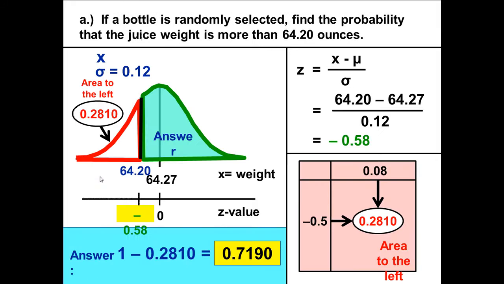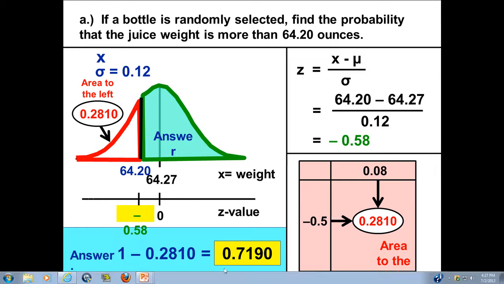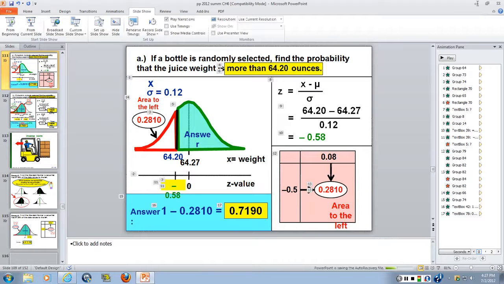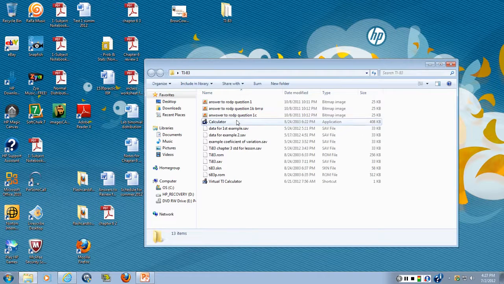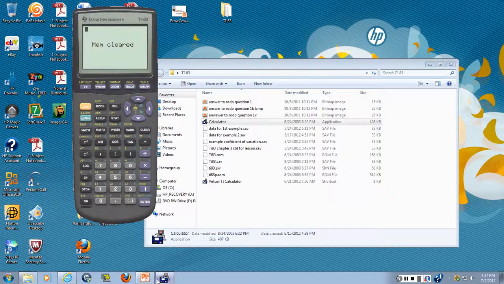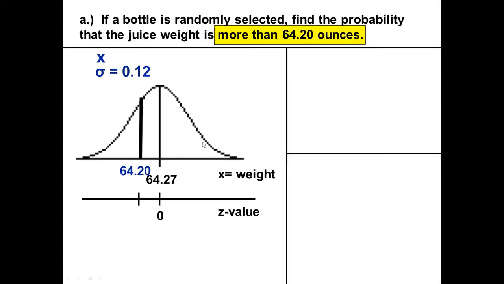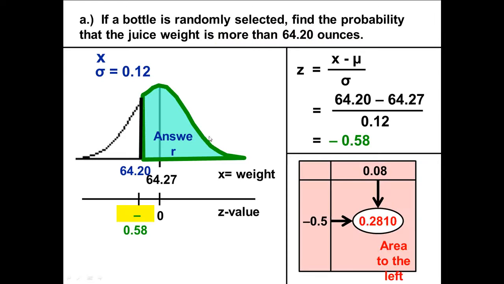Let's look at the B part. If a bottle is randomly selected, find the probability that the juice weight is between... Now, before we do that, let me go back and say something else. You could have done this problem using the calculator. Now, let's look and see here. The calculator is on this desktop. Let me pull it up. Okay, so now I'm going to move all of this since we already found that. Okay, so now what we have is this.